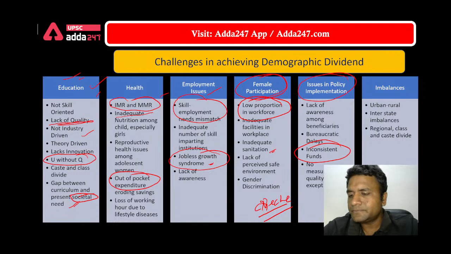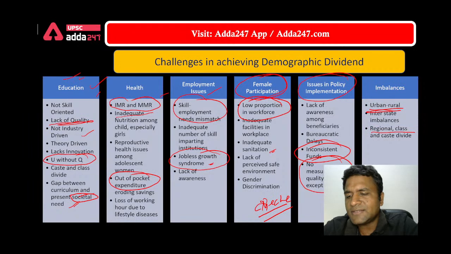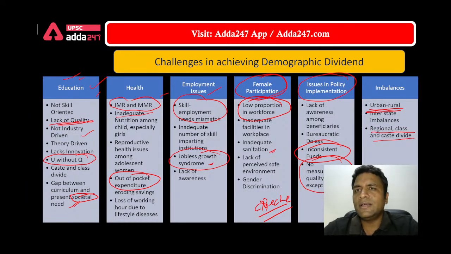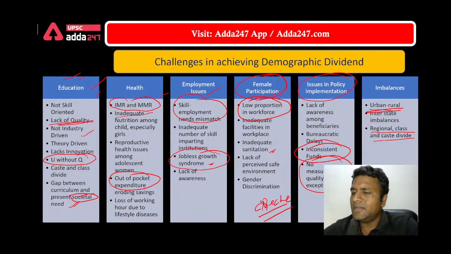Bureaucratic delay is another challenge, and also there is no way to measure the quality of the work being done by people, and that also needs to be developed, that also needs to be monitored. Apart from that, there is the urban rural divide. People from urban areas may be doing a little better than rural areas, or vice versa in some cases. Then let's suppose southern states, states from southern India, are doing better in some cases than, say, northern states, or maybe states like Gujarat may be doing better than, let's suppose, a northeastern state, or Bihar, UP. And also there can be some regional, class and caste divides which can derail this demographic dividend.